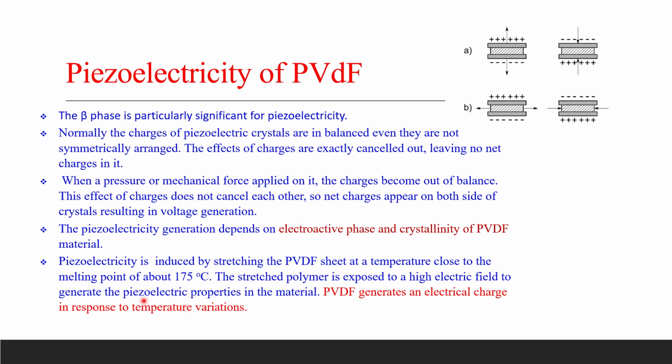And how this piezoelectricity is induced in PVDF: this is heated to a temperature of plus 175 degrees Celsius, and the polymer is stretched in a high electric field to generate piezoelectric property. Okay, PVDF generates an electric charge in response to temperature variations.